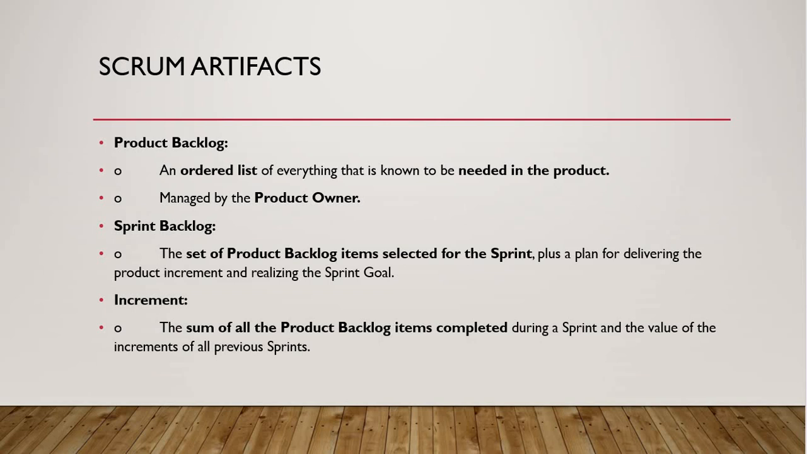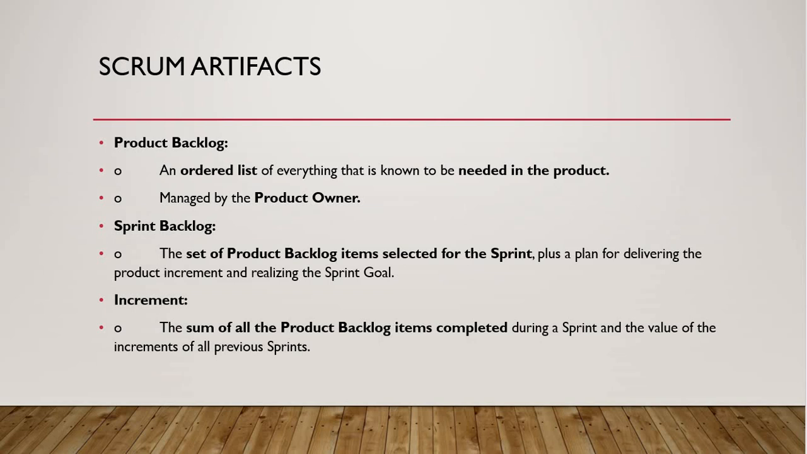Some of the items or list in the product backlog will be selected for the sprint, plus a plan for delivering the product increment and realizing the sprint goal. And then increment means the sum of all the product backlog items completed. So apa yang dah kita selesaikan during a sprint, and the value of increment of all previous sprints. Maksudnya pencapaian, the achievement from all the sprints. Setakat mana dah projek tu berhasil, macam itulah.